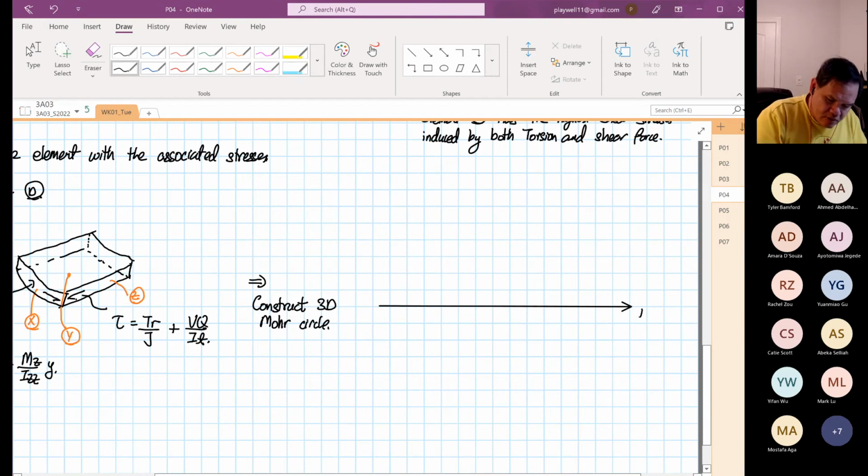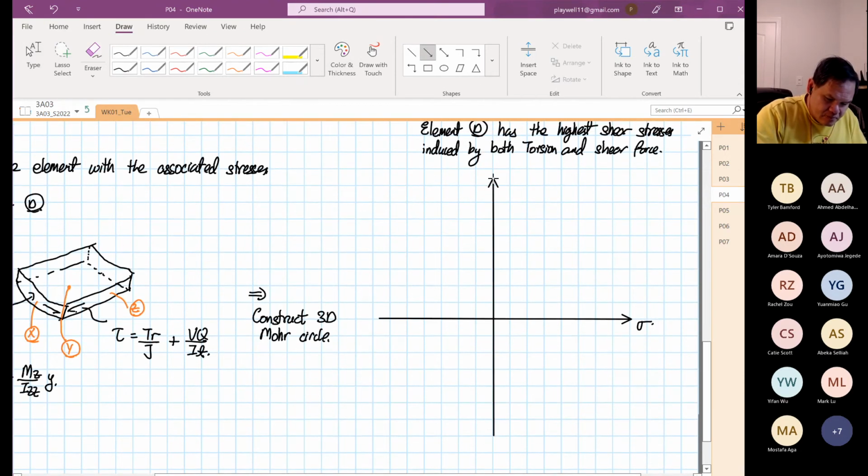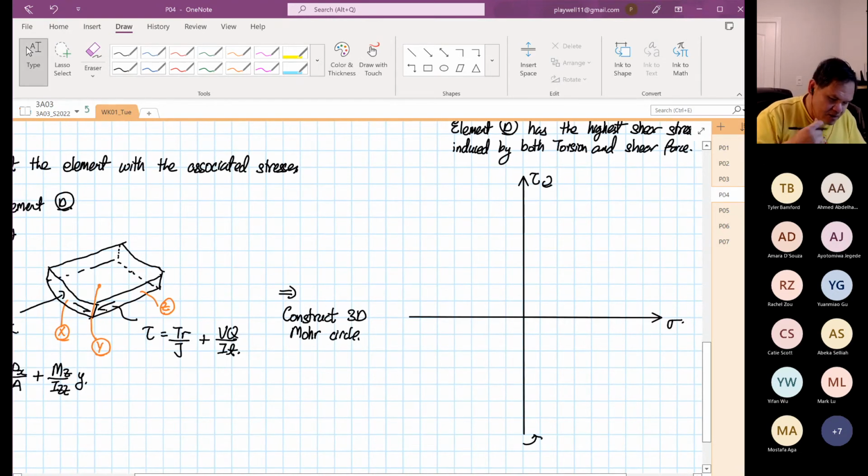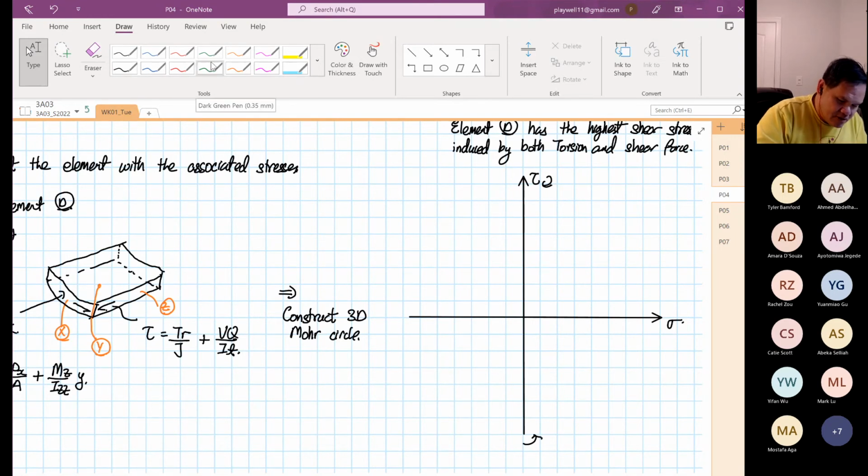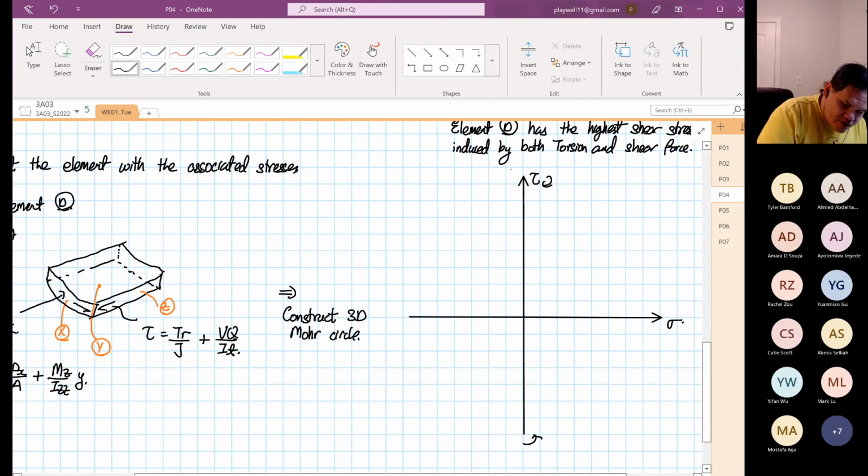So this is your normal stress. This is your shearing stress. Element rotate clockwise. Element rotate anti-clockwise. And then we are aware that our stress Y and our normal stress Z are all on the zero line. We have zero normal stress on point X and Z.